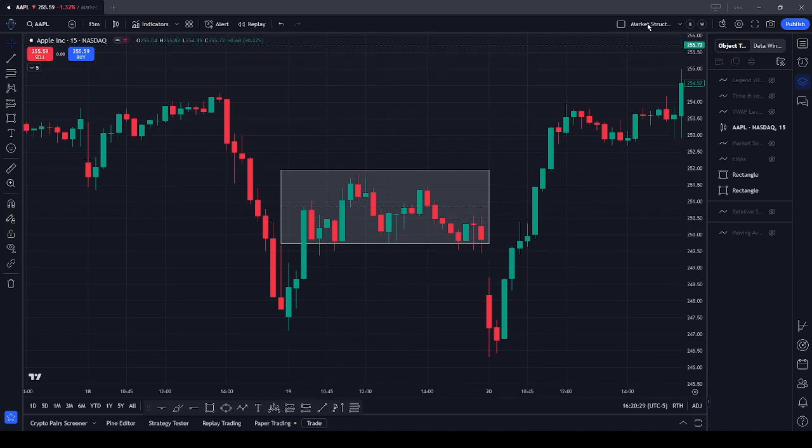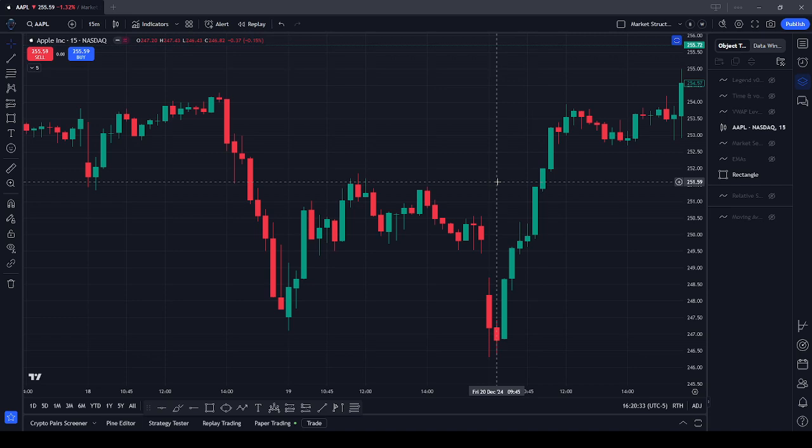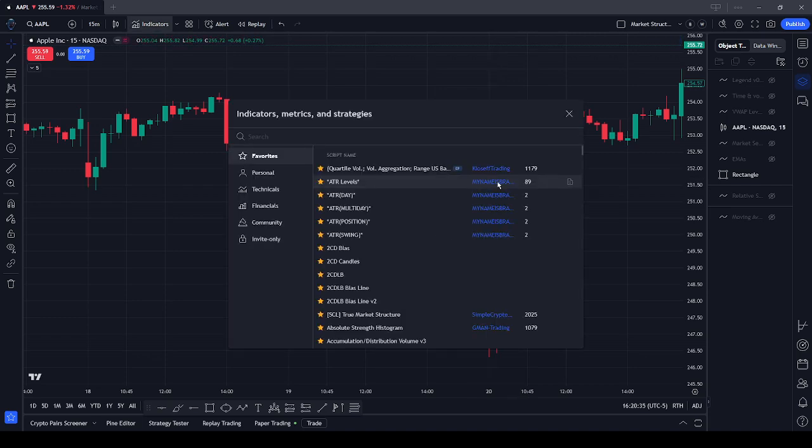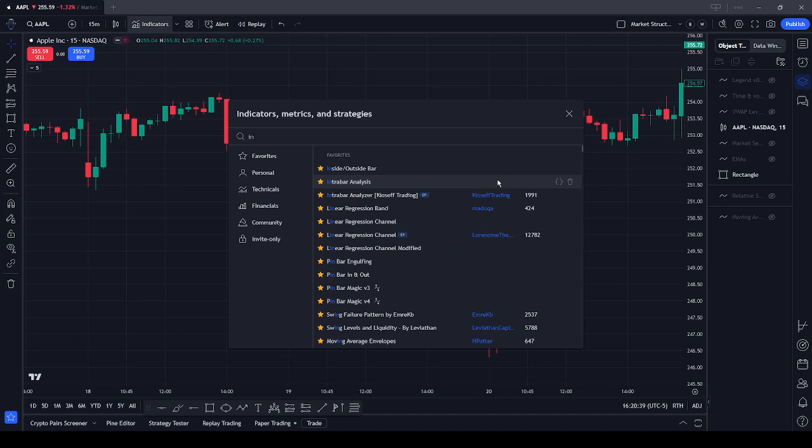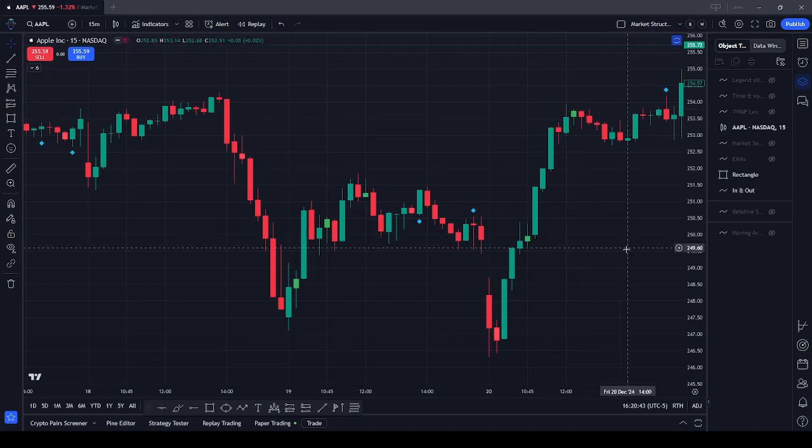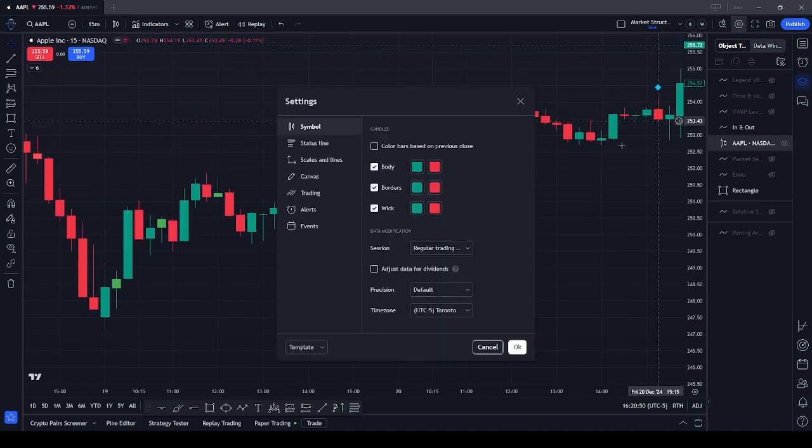There's also a number of public scripts. There's even some that I've written. I'm going to make this public after this video because I'm going to talk about it now, which is pin bars and engulfing bars. And what this shows us is pin bars and engulfing bars.